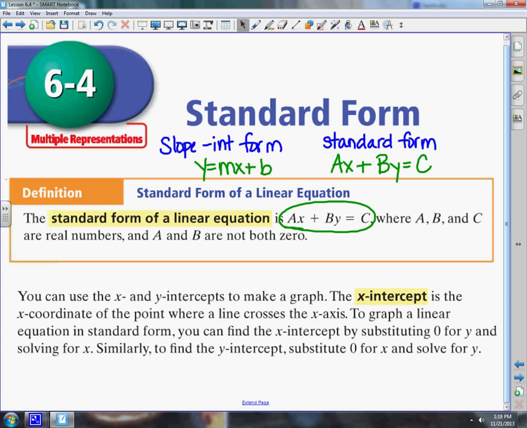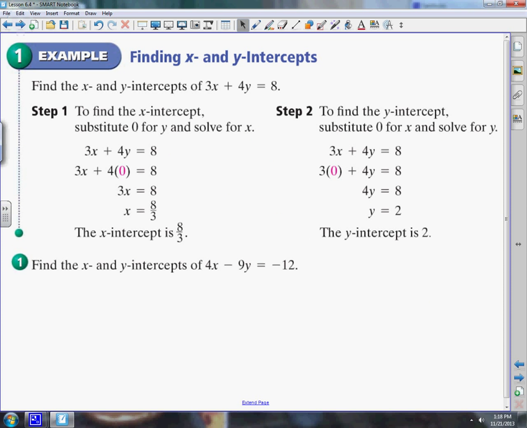The x-intercept is the x-coordinate of the point where a line crosses the x-axis. To graph a linear equation in standard form, you can find the x-intercept by substituting 0 for y and solving for x. Similarly, to find the y-intercept, you substitute 0 for x and solve for y. So they show you this here.